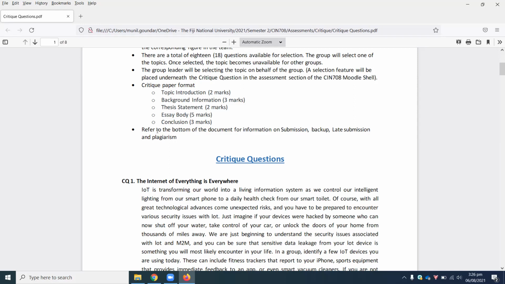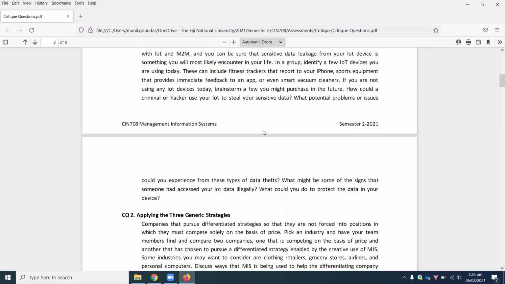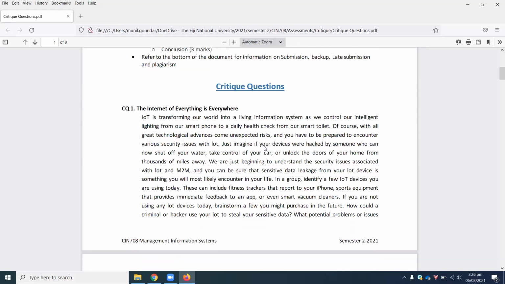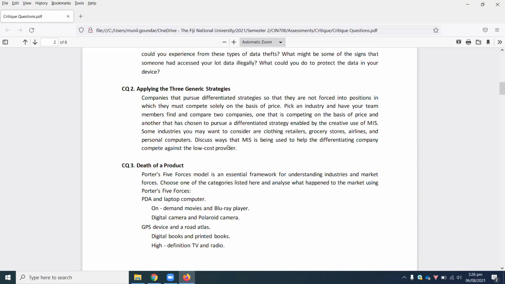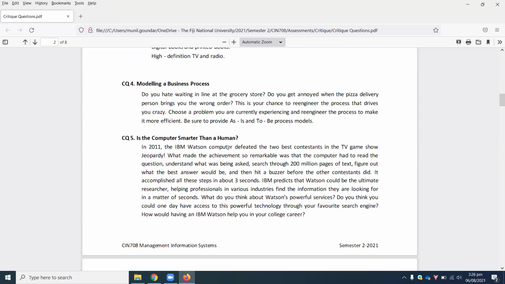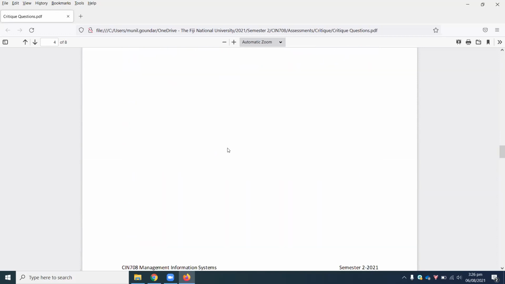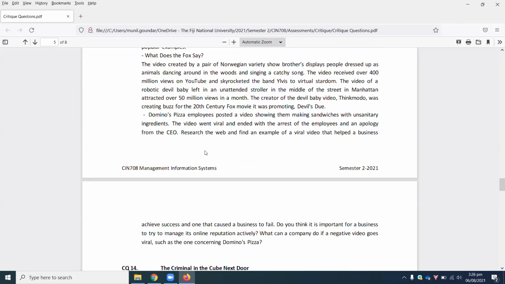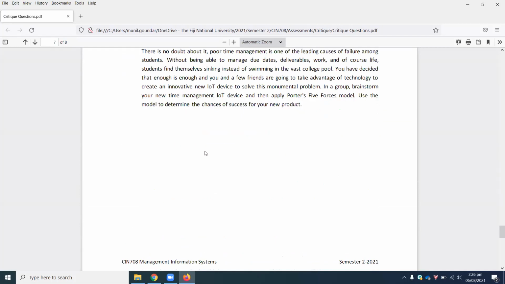No, okay. Now refer to the bottom of the document for information on submission, backup, late submission, and plagiarism. Before we go, there are a total of 18 questions. I won't be discussing the questions because if I would discuss them, I might end up giving the answers. That's for you and your group of 4 to read, and then you critique on it. You critique whether you are in favor of it or you are in argument of it, and you have to give your reasons.